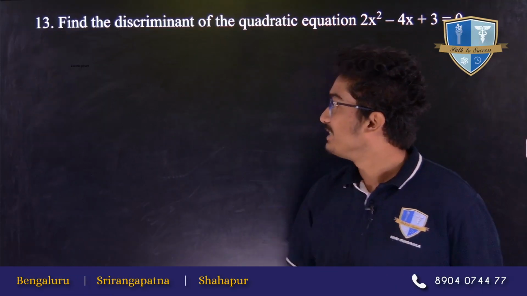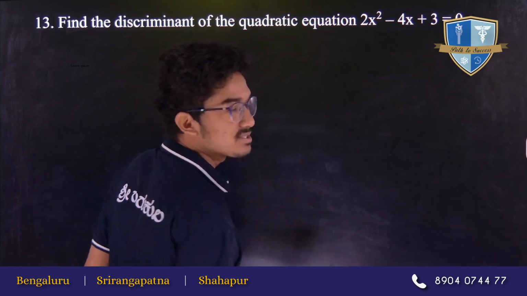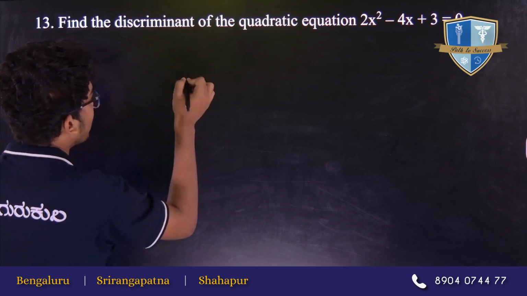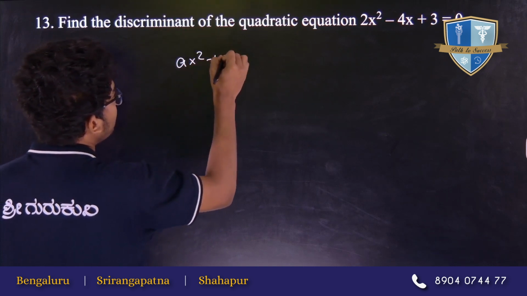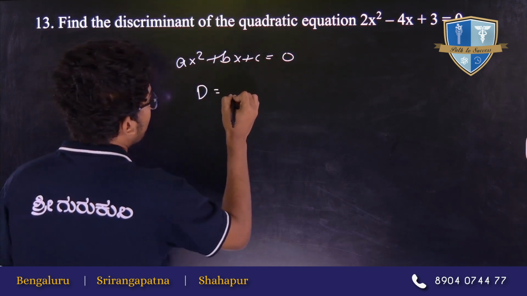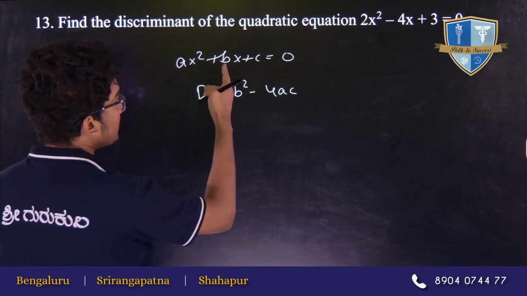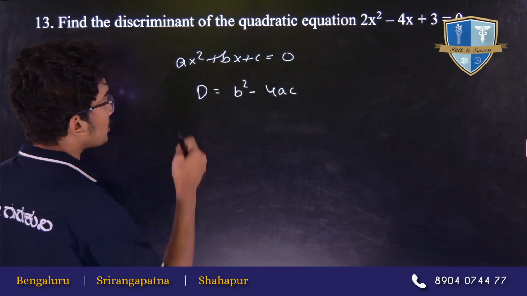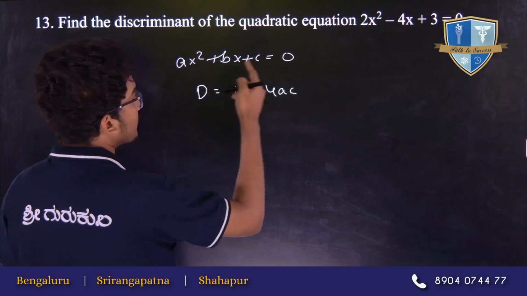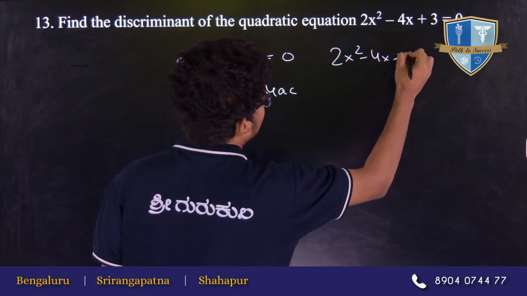So our next question is, find the discriminant of the quadratic equation 2x square minus 4x plus 3 equals 0. The formula for the discriminant of any general quadratic equation ax square plus bx plus c equals 0 is b square minus 4ac, where b is the coefficient of x, a is the coefficient of x square, and c is the constant coefficient. So let's compare this with our given equation 2x square minus 4x plus 3 equals 0.